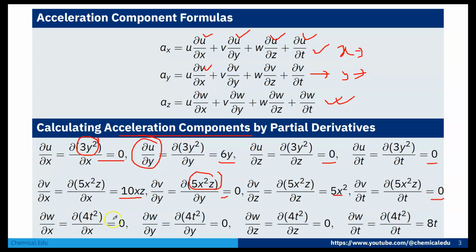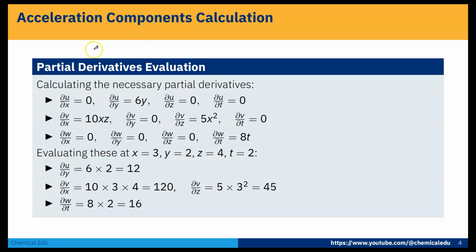Now for w, which is actually a function of only t, del w by del x is 0, del w by del y is 0, del w by del z is 0, so del w by del t is nothing but 8t. Now we got all the component-wise acceleration components by partial derivatives. Now we have to plug in all these values.